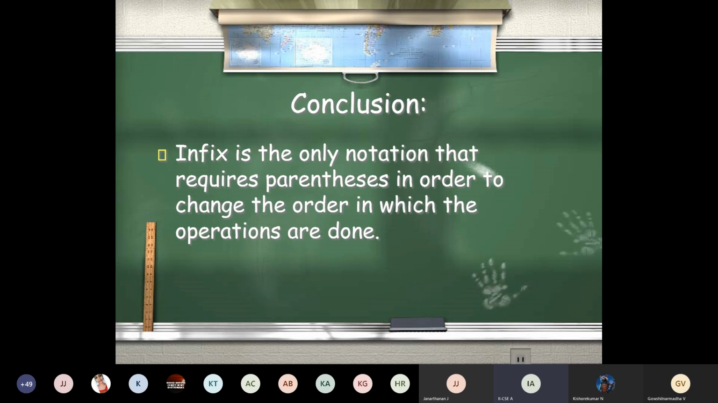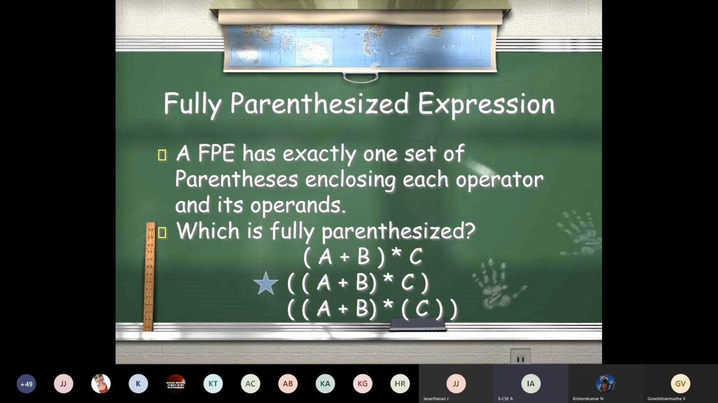So we'll see one more example. Analyze: infix is the only notation that requires parenthesis. This is what I want to conclude on analyzing your infix and prefix. We'll see some more examples also. So a parenthesis is needed in your infix expression.